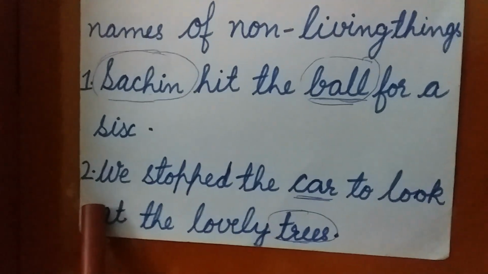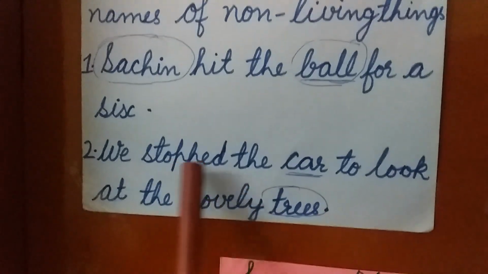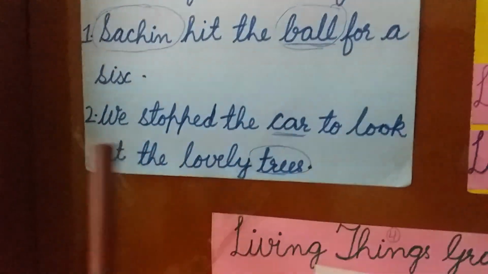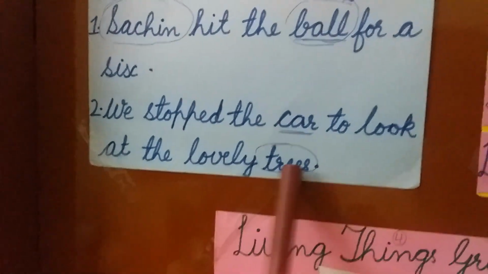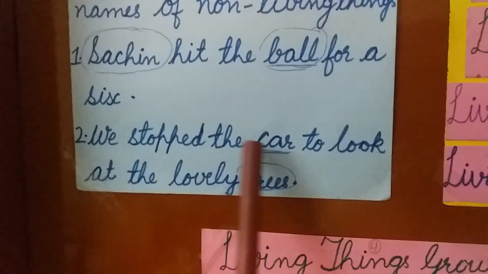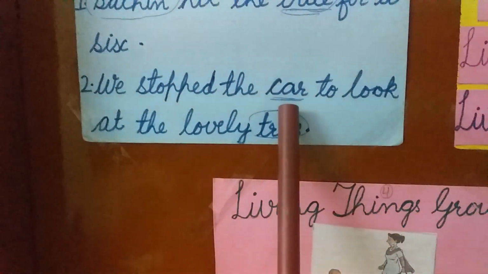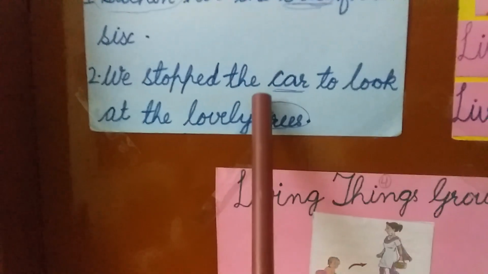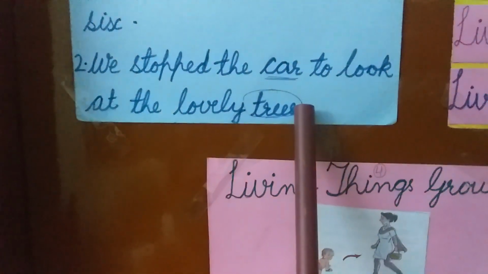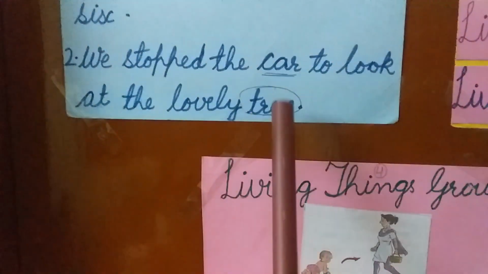Now move on to the second one. We stopped the car to look at the lovely trees. Now car is the name of a non-living thing, so we have underlined, and tree is a living thing, so we have circled.